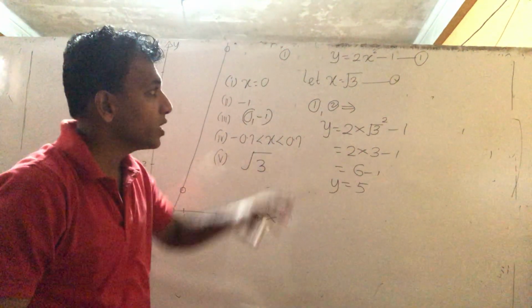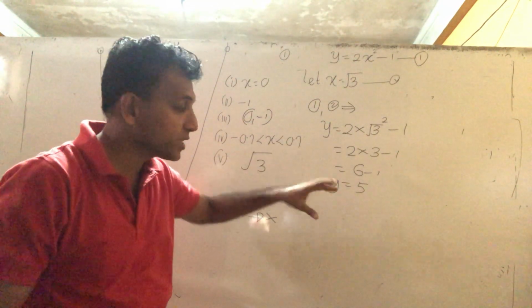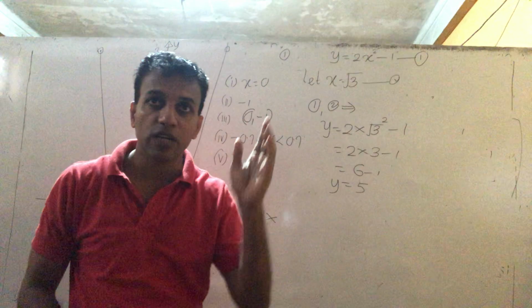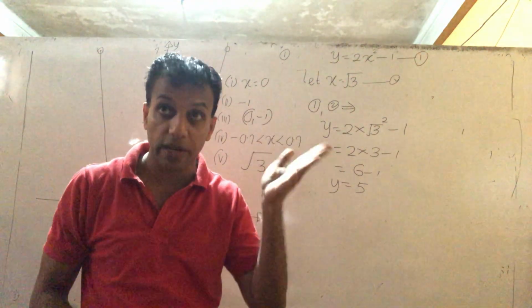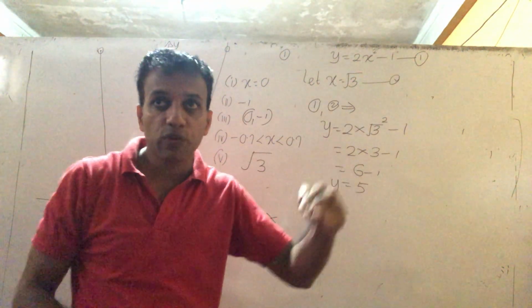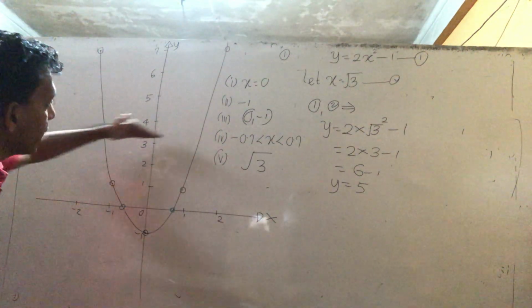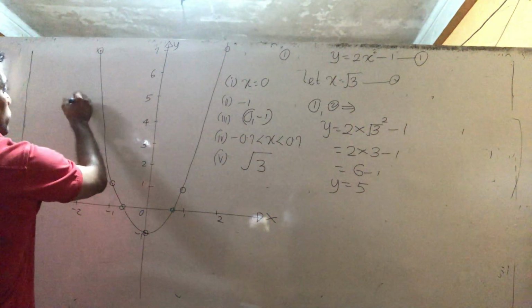After solving in this manner, you will get a straight line equation: y equals 5, which you learned in grade 8 and grade 9 maths also. Where is y equals 5? Here y equals 1, y equals 2, like that. Y equals 5 is this line.